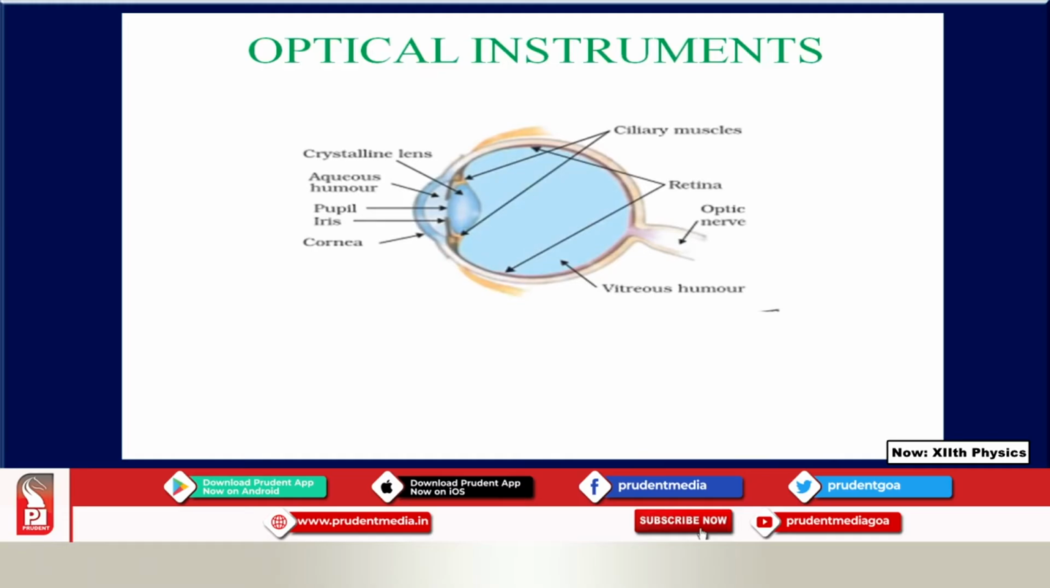So, we have the figure of the eye over here. The light enters the cornea. We have got the pupil, iris, there are ciliary muscles which are holding the lens. Here is the retina onto which the image is formed, and the image formed is interpreted by the brain, as the optical nerves take the information to the brain.